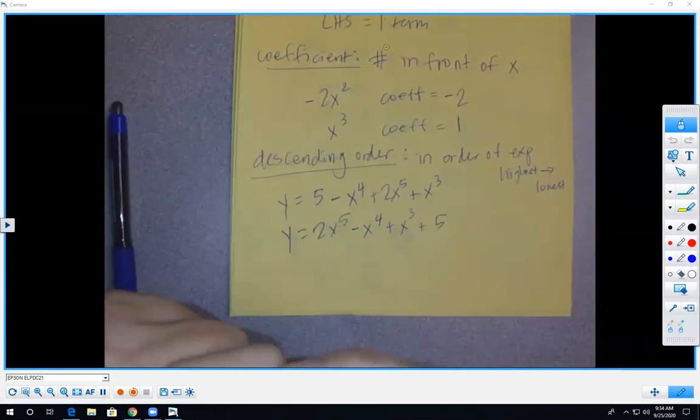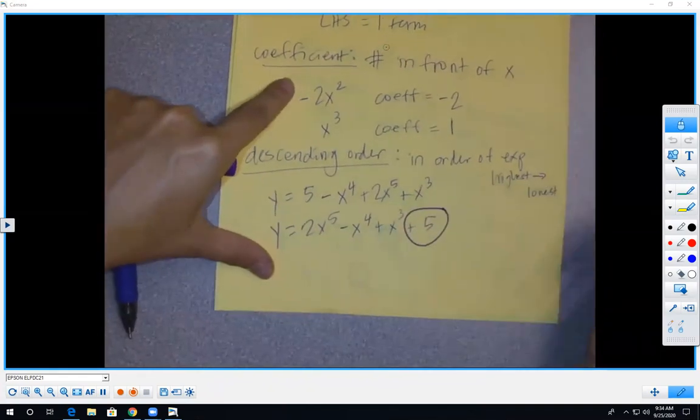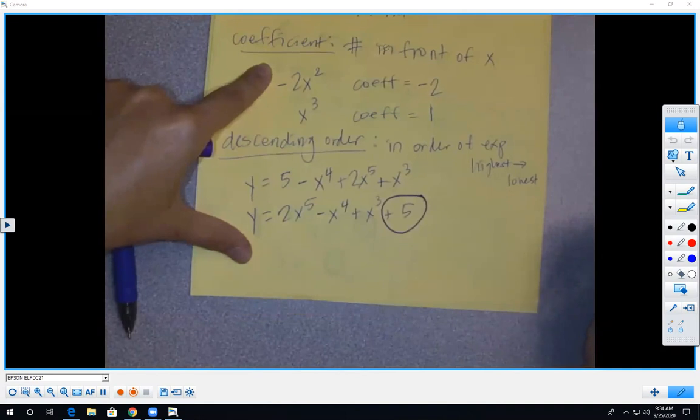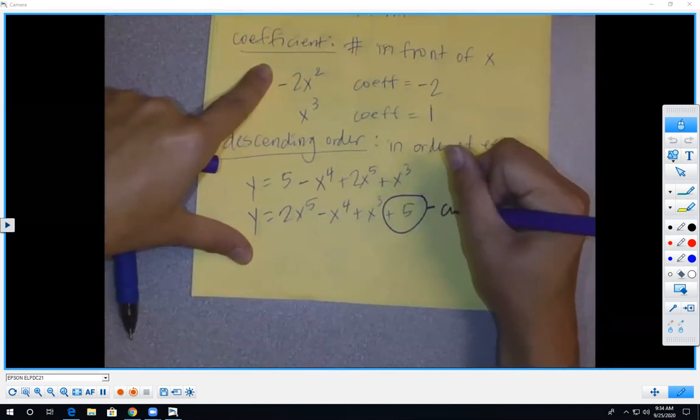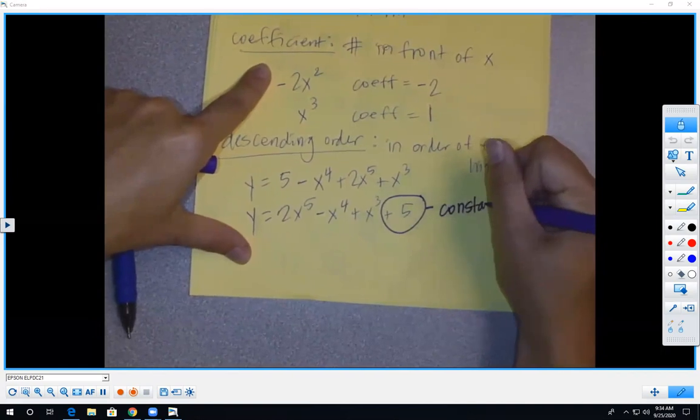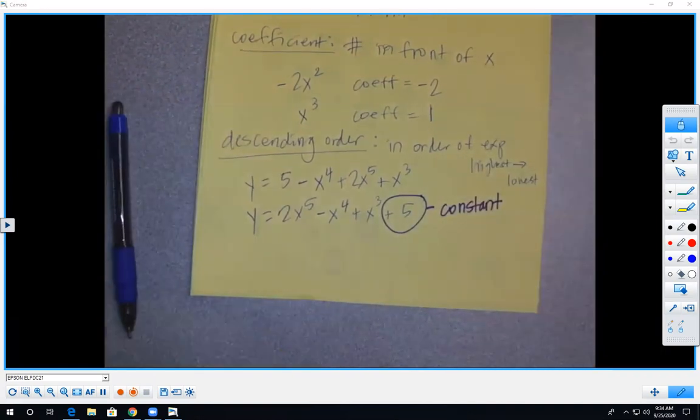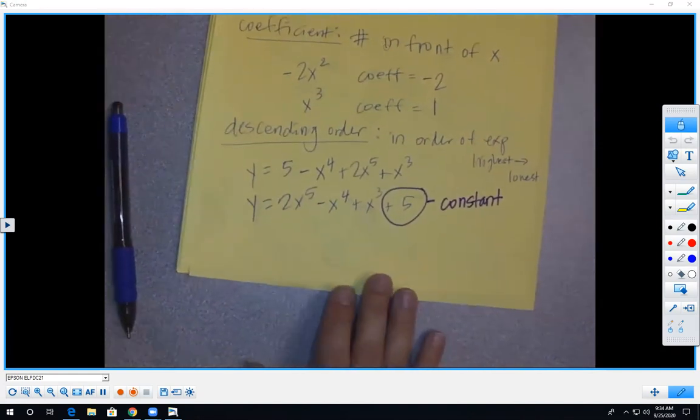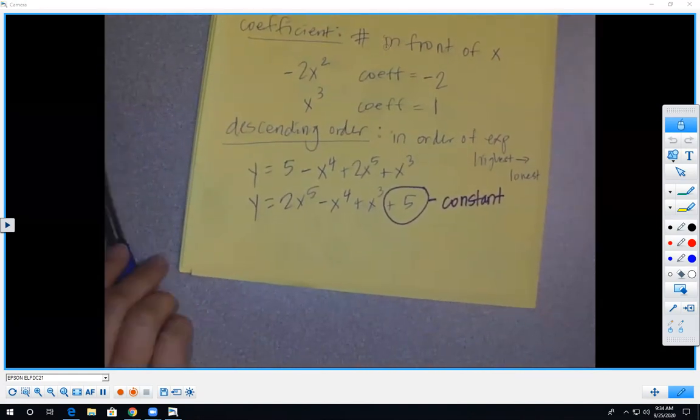What's the name of this term that doesn't have an exponent? It's called a constant. Because it doesn't have a variable on it, it's not changing, it's always just the number 5. It's constantly the number 5. You can't make it 4, you can't make it 6.